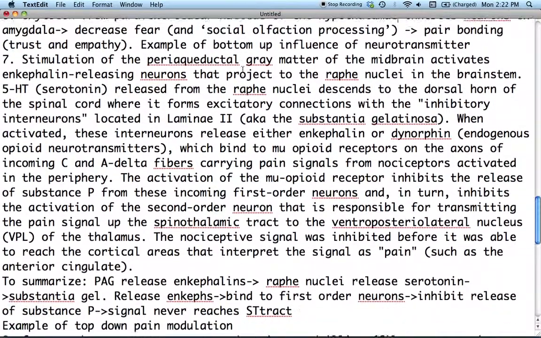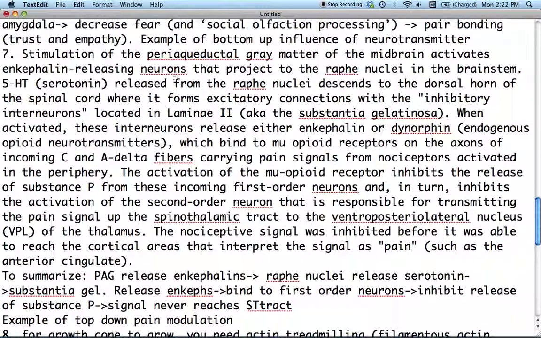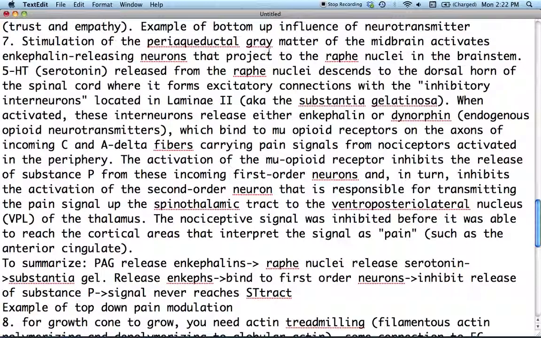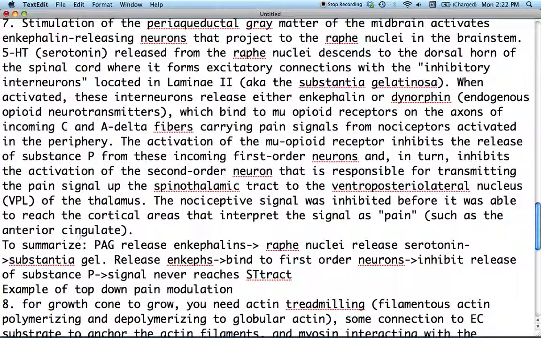Okay, so there's oxytocin. Next we need to talk about, so this must be about enkephalins. Where do I actually have it? Okay, I'm going to just go down here and summarize what's happening. So this is all about inhibiting pain signals from reaching your brain.